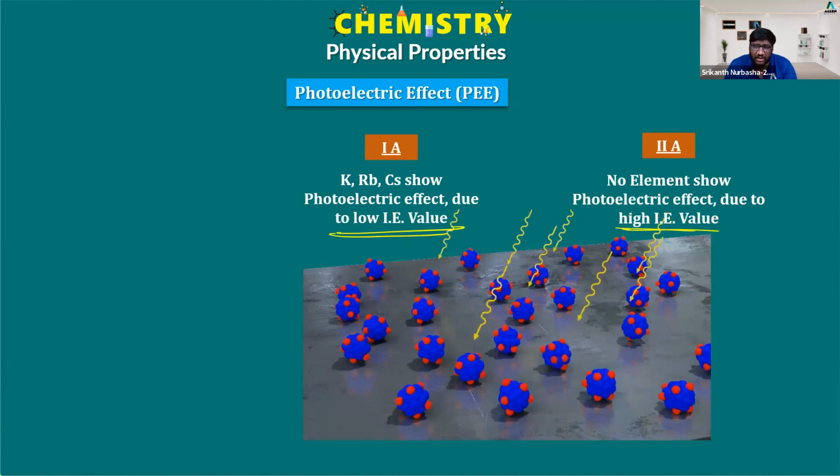You may ask a question: sir, I will be giving the radiation in such a way that the electron can be removed. In that case, you can remove the electron. Ionization potential is mentioned, no. But with the radiation, the easy removal of electron is going to happen only when the ionization energy is low. So only potassium, rubidium, cesium can show the photoelectric effect to a greater extent, because the electron easily comes out.